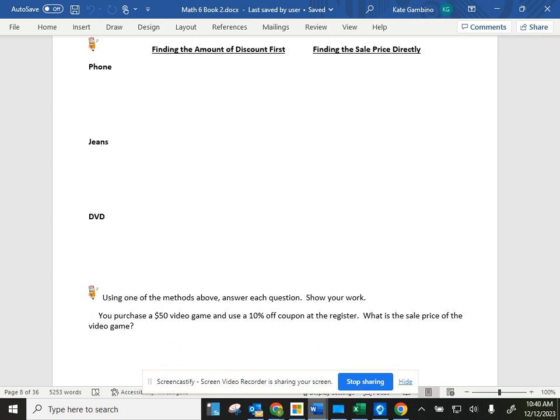First, we're going to learn about finding the amount of the discount first. So we know that that phone goes on sale for 20% off of the $150. So how much is that 20% off? How much do we have to take off? What is 0.2 times 150? What does that equal? Madeline? 30. So that 20% off is $30 off.